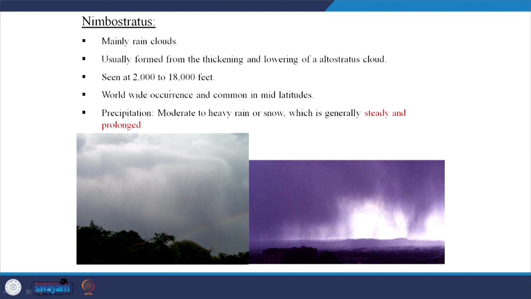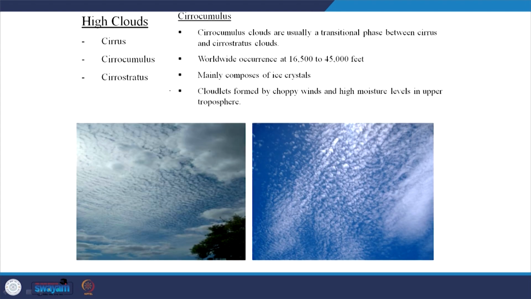They are usually formed from the thickening and lowering of altostratus cloud. We have just seen what altostratus cloud is. From the thickening of altostratus cloud, we can see the formation of nimbostratus clouds. Precipitation that you can expect from this type of cloud is moderate to heavy rain or snow, which is generally steady and prolonged. So, this type of cloud generally gives you a lot of precipitation, and this precipitation lasts over a very long period of time.